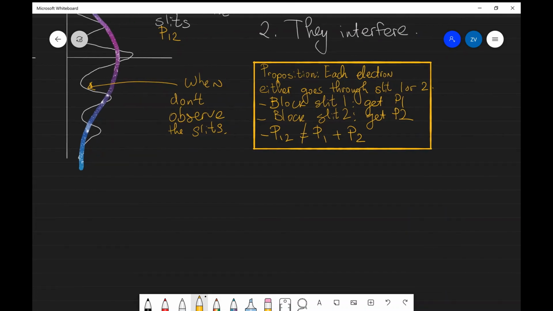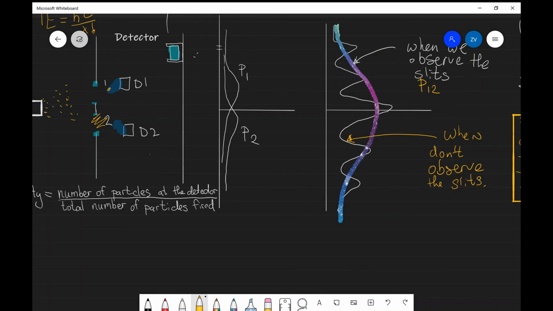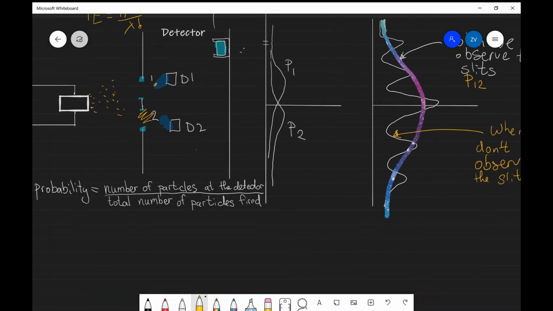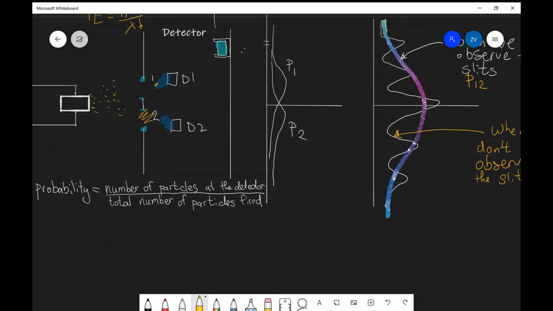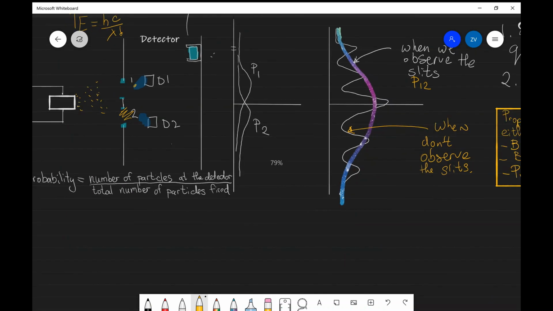So we have refuted our proposition. The electron does not go through either slit number 1 or slit number 2. However, if we were to observe it, and if we were to place a detector on either side, then we do get that smooth continuous curve that we would expect, which is this starry curve which I've drawn over here on the side.